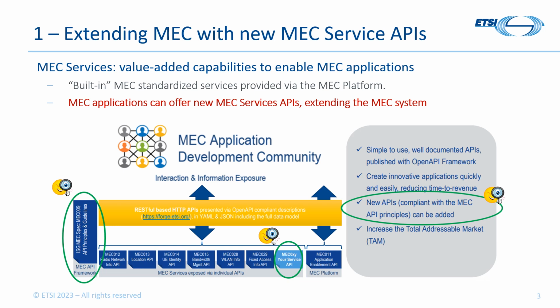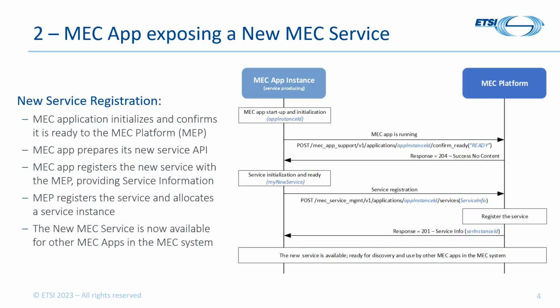How can this be done? First, the MEC 009 specification provides principles, patterns, and guidelines for developing RESTful MEC service APIs. These are helpful to ensure that any new MEC service will fit and be compliant in a MEC system. A MEC application exposes a new MEC service by registering the service with the MEC platform via its service management API. Details can be found in the MEC 11 specification and in its OpenAPI representation on ETSI Forge.